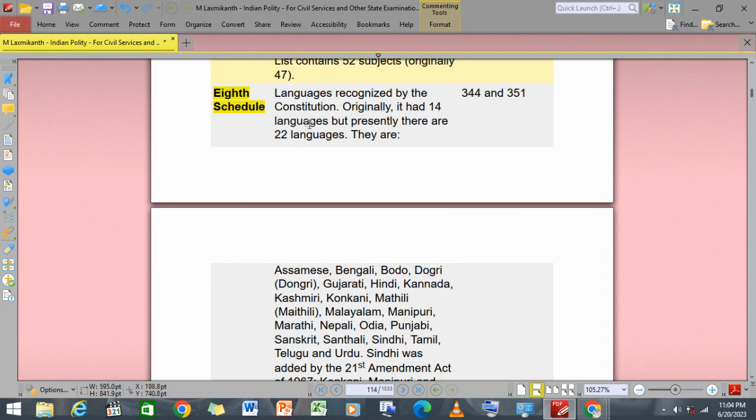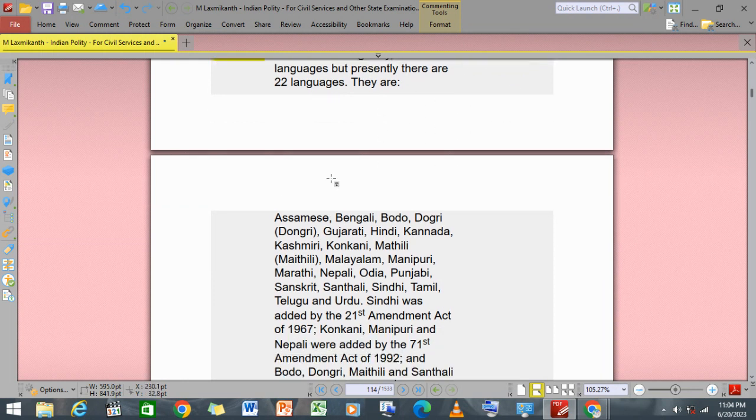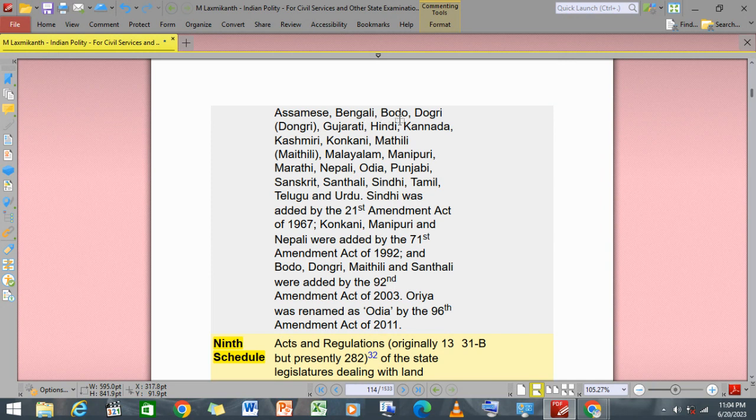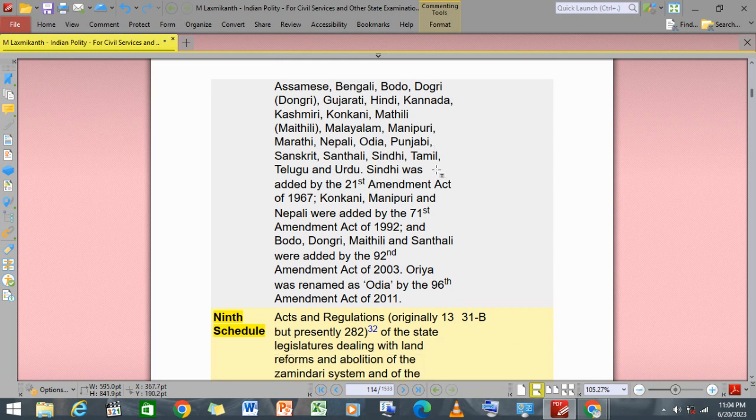Originally it was 14 languages, but presently there are 22 languages, and these languages are covered in Article 344 and Article 351. We have Assamese, Bengali, Bodo, Dogri, Gujarati, Hindi, Kannada, Kashmiri, Konkani, Maithili, Malayalam, Manipuri, Marathi, Nepali, Odia, Punjabi, Sanskrit, Santhali, Sindhi, Tamil, Telugu, Urdu.